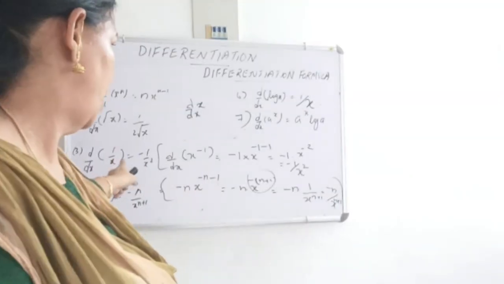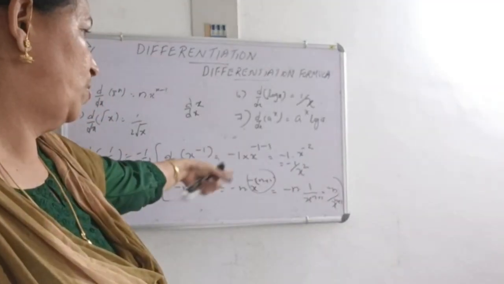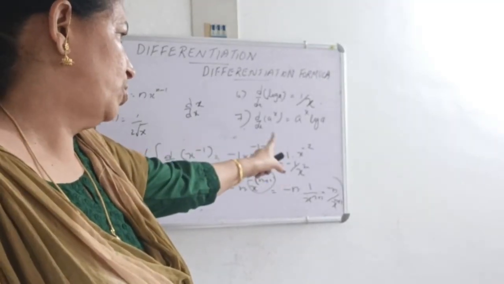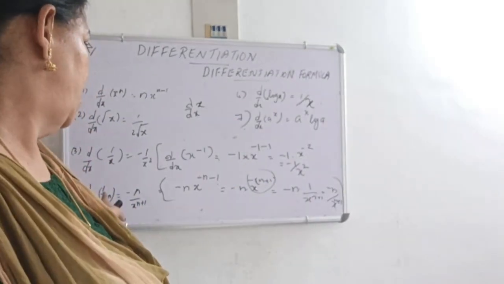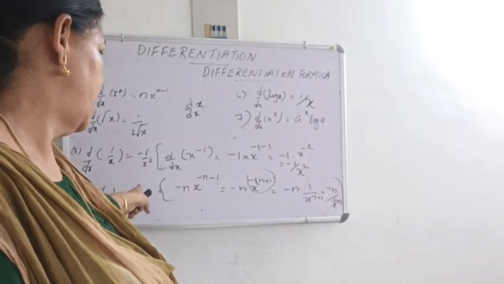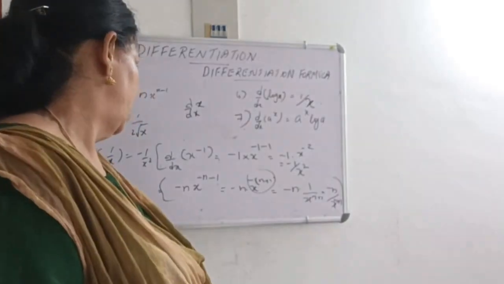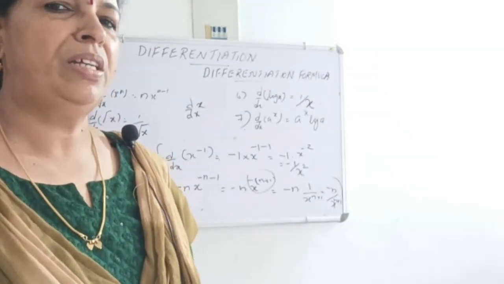d by dx of 1 by x, how was it said? Taking x raised to minus 1, n into x raised to minus 1 minus 1 gives minus 1 into x raised to minus 2, that is minus 1 into 1 by x squared. Similarly, d by dx of 1 by x raised to n is minus n by x raised to n plus 1. In the similar manner, we write d by dx of x raised to minus n as minus n into x raised to minus n minus 1.